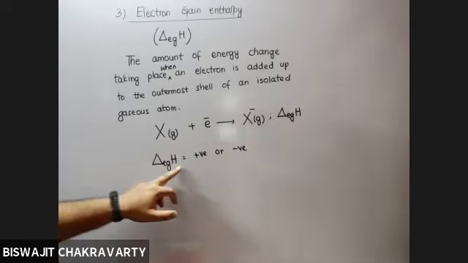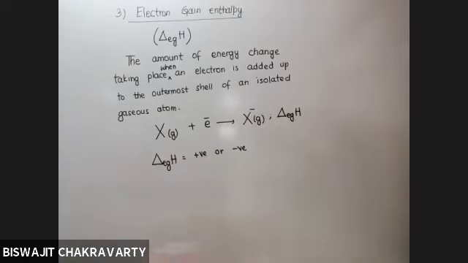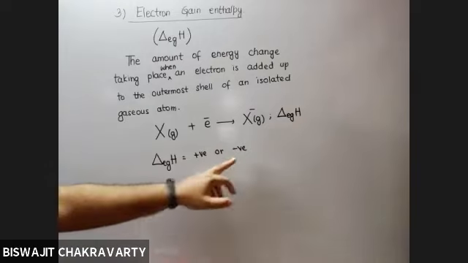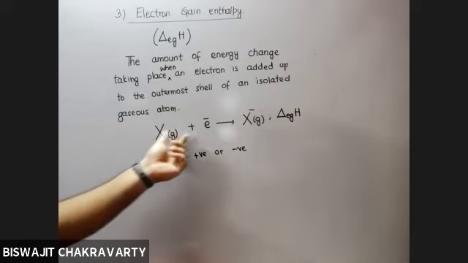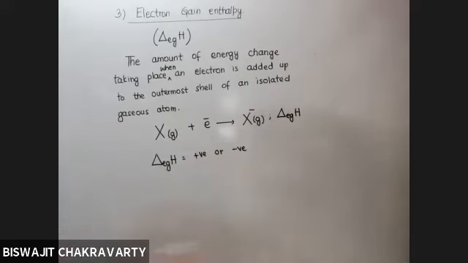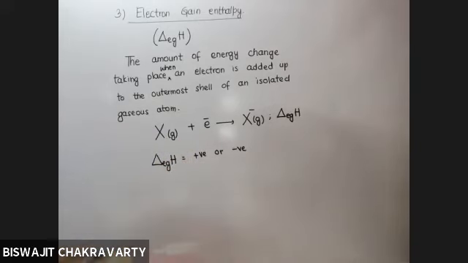So if delta EGH is negative, energy is released during the process. And by looking at the value of the delta EGH, we can make out whether the atom is easily accepting the electron or not. And if delta EGH is very low negative or positive, then we can say that atom does not show interest or very less interest in accepting the electron. Are you getting my point?